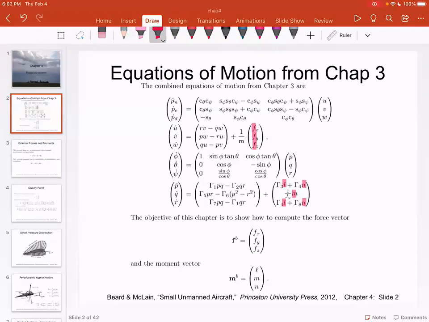Now, in this chapter, we are going to look at what are the different types of forces and movements that exist and how we control them. So we will look at different types of forces and movements.